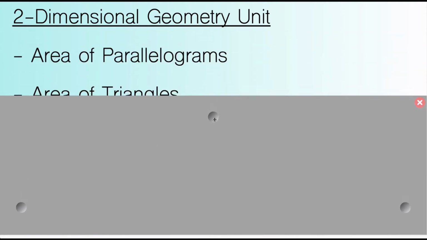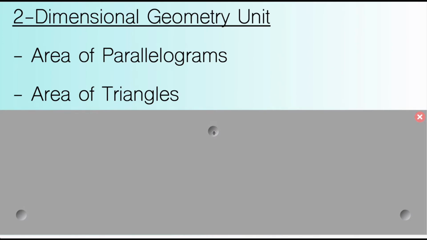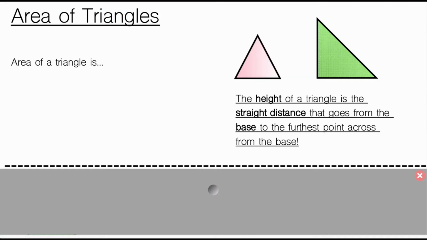Yesterday we went kind of backwards. We went to parallelograms and we looked at if you know the area, how do you find the missing measure? So, guess what we're doing today? Same thing, but for triangles. We're going to go back to triangles and look at if you know the area of a triangle, how do you find one of the missing measures?